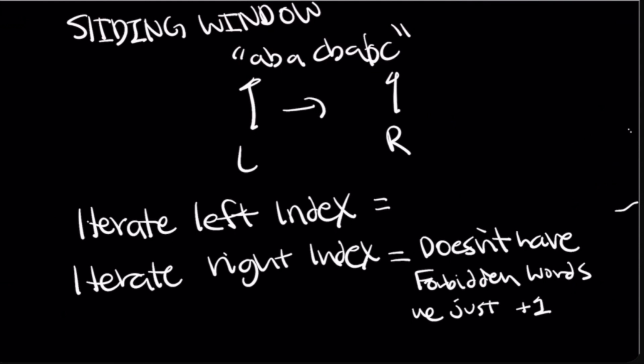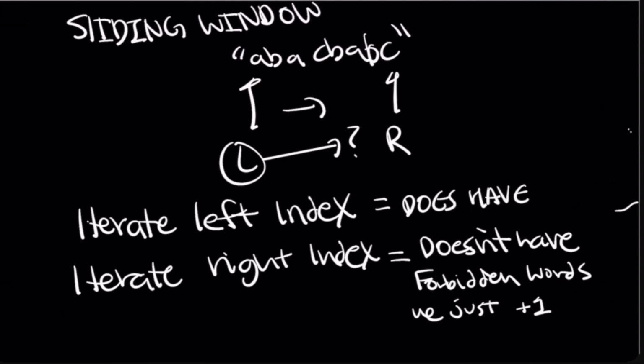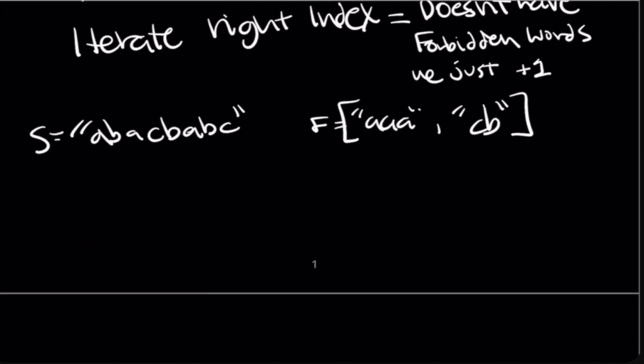Obviously, we're going to iterate it when the substring does have forbidden words. But the question is, where does the left index go when there is a forbidden word? So given this example, let's say that we have iterated through however many times and we have reached the substring ABAC, where the left index is at A and the right index is at C.